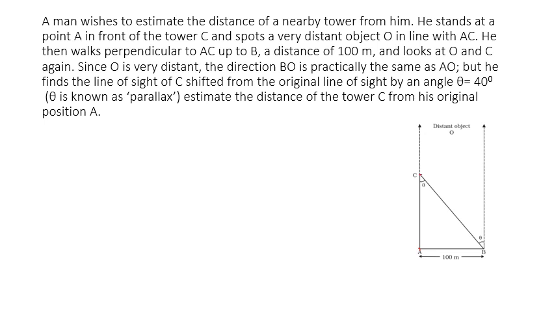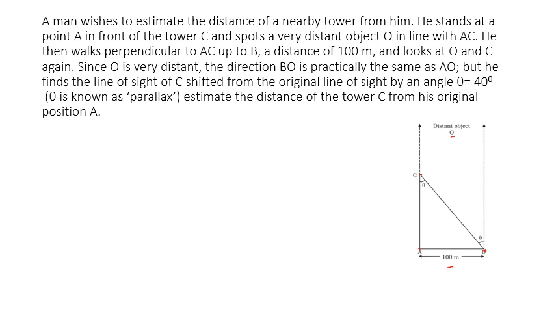And he spots a very distant object O, in line with AC. He then walks perpendicular to AC up to B. Perpendicular to AC till B. What is the distance? 100 meters. And he looks at O again. He is looking towards O, the distant object, and then C.